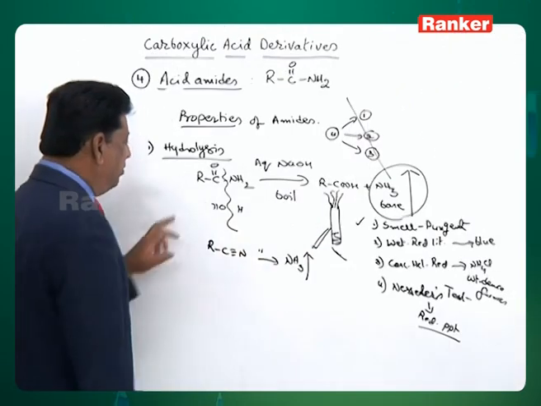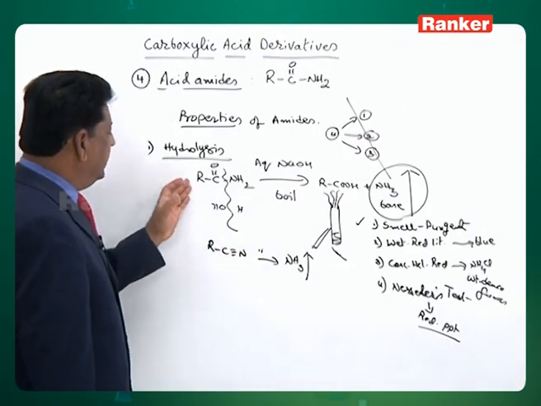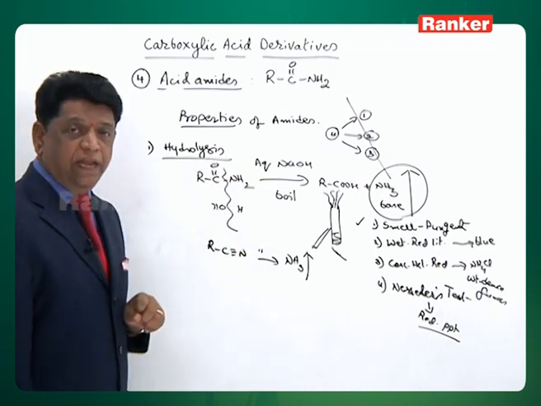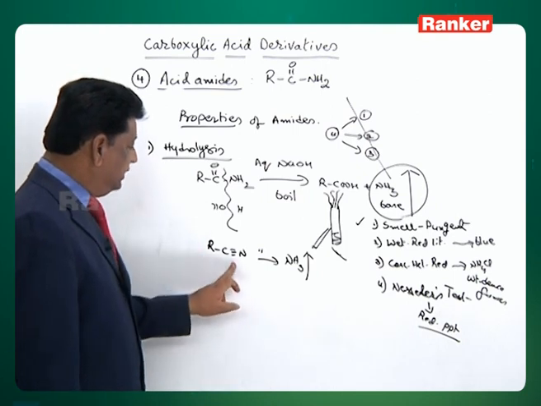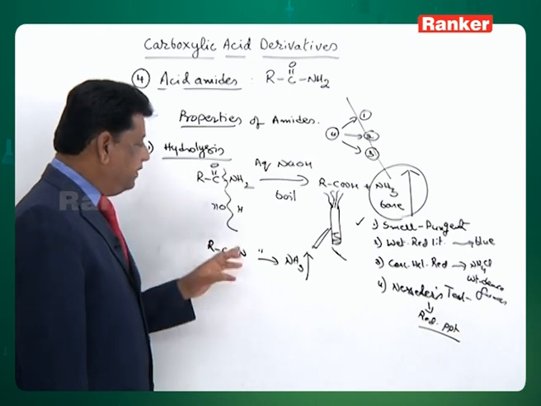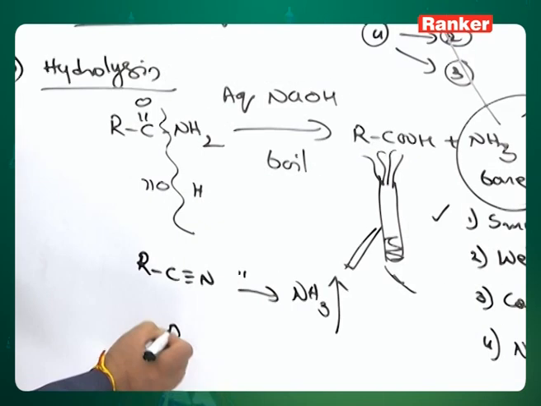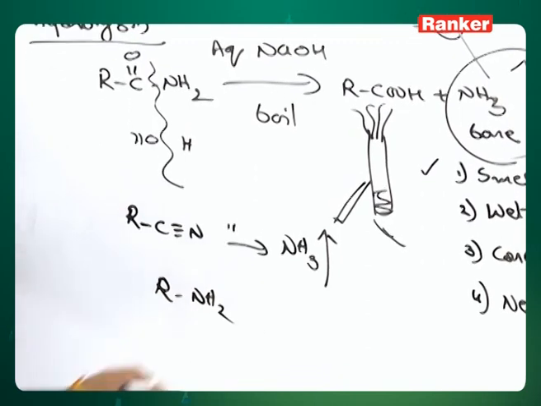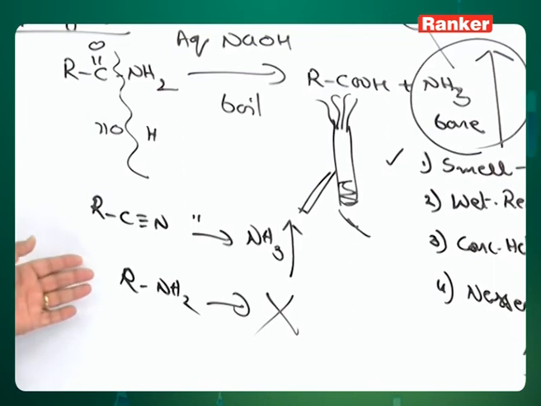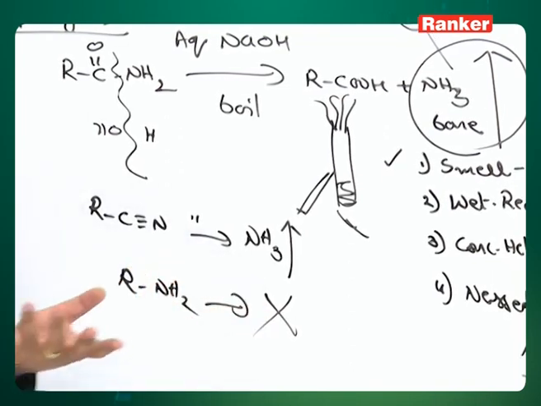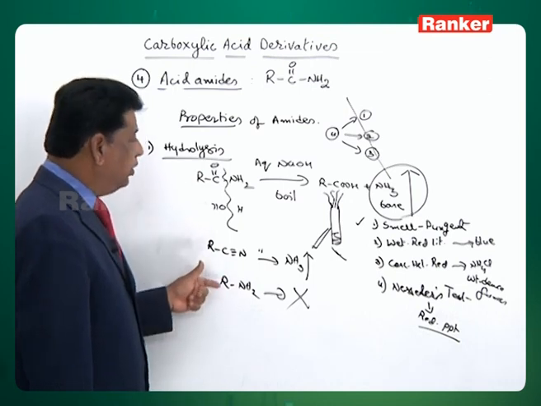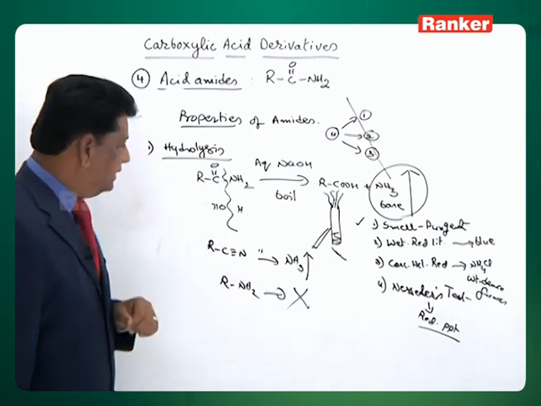So, alkyl cyanides and alkyl amides you cannot differentiate by this particular boiling with NaOH. Both give the carboxylic acid and ammonia. Other compounds, for example RNH2, are called 1 degree amines. These will not liberate ammonia gas. If you boil with sodium hydroxide, nothing happens with this amine, no ammonia gas will come. So, there you can differentiate an amide from an amine using this aqueous NaOH test.